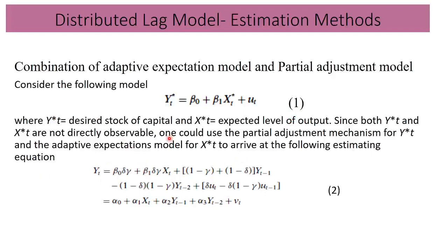This is the adaptive expectation model, and this is the partial adjustment model. Here we can see the coefficients of both models, delta and gamma, which can be written as alpha 0 plus alpha 1 xt plus alpha 2 yt minus 1 plus alpha 3 yt minus 2 plus vt. By symbol manipulation, we simply combine both these terms.